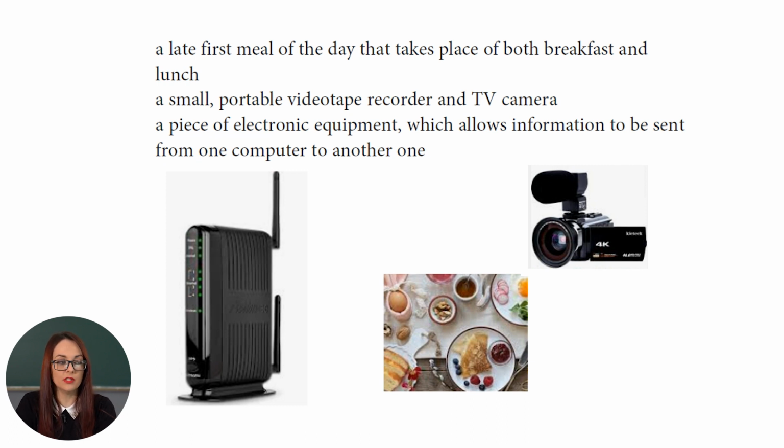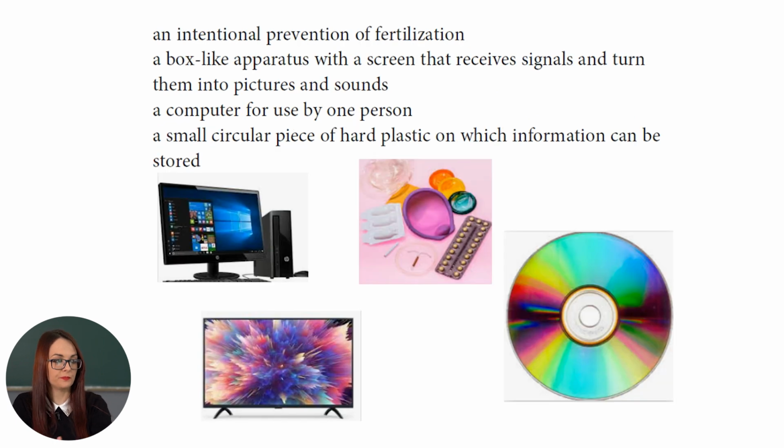A small portable videotape recorder and TV camera is a camcorder. A piece of electronic equipment which allows information to be sent from one computer to another one is a modem. An intentional prevention of fertilization is contraception. A box-like apparatus with a screen that receives signals and turns them into pictures and sounds is television. A computer for use by one person would be called a personal computer. A small circular piece of hard disk on which information can be stored is a computer disk or a CD.